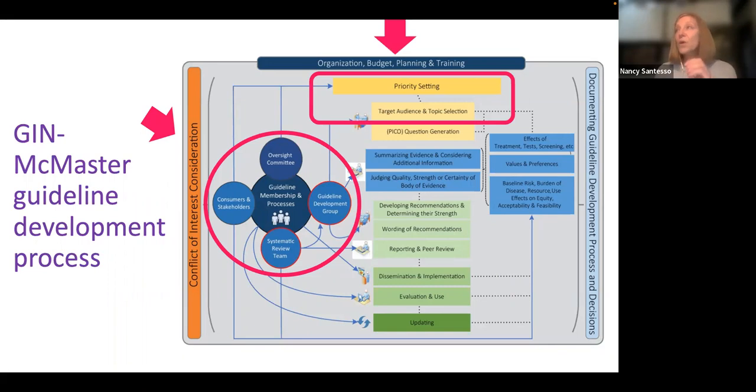And we're going to skip over this first part of the guideline development process where you set priorities about what guideline in general your group wants to do and selecting a basic topic. So we're going to talk about cervical cancer. So that would be sort of our broad topic. But again, patients and the public can be involved in that part.